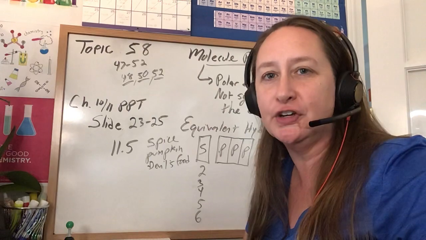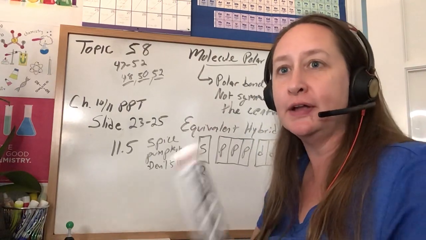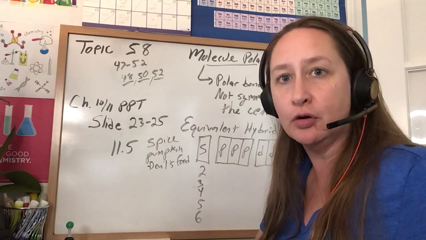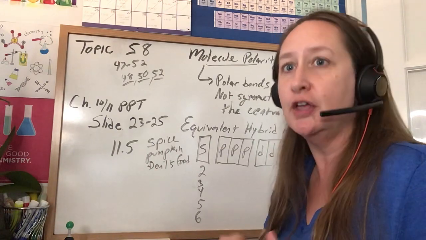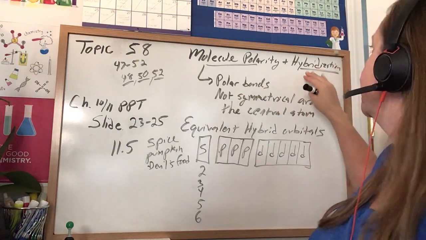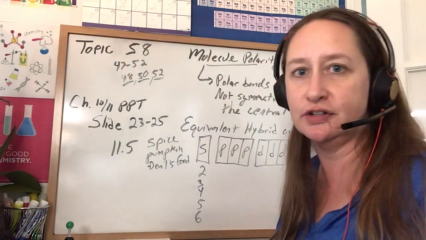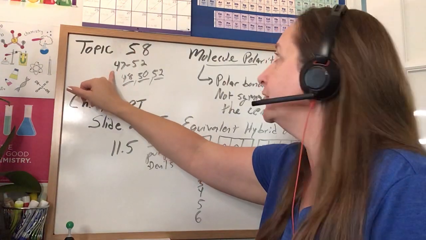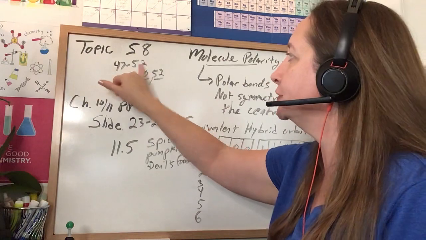This is the last video for chapter 11, and I'm posting this a little bit later because I wanted you guys to work through that POGL on the polarity of molecules first. So the topic here is molecule polarity, and then I'll tell you a little story to hopefully help you make sense of the hybridization. Okay, so problems in the textbook that go with topic 58 are 47 through 52.